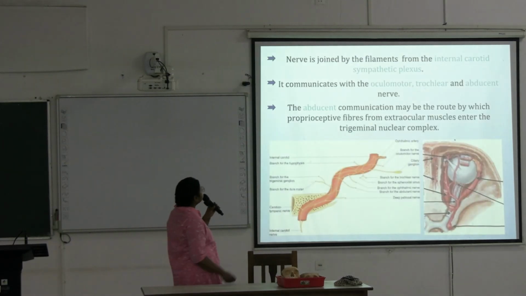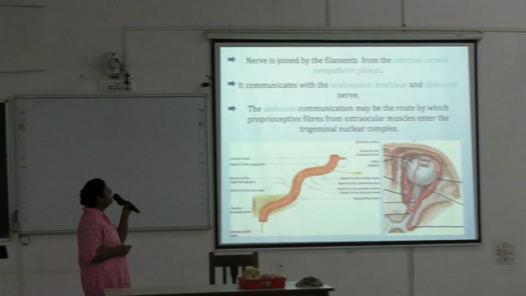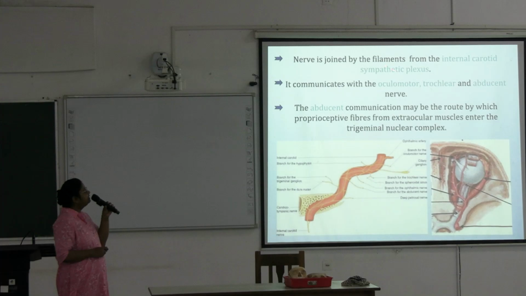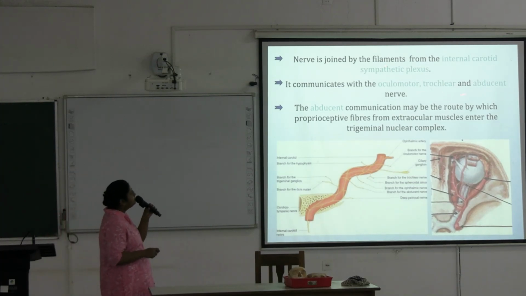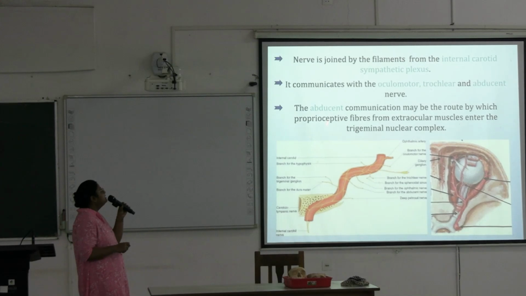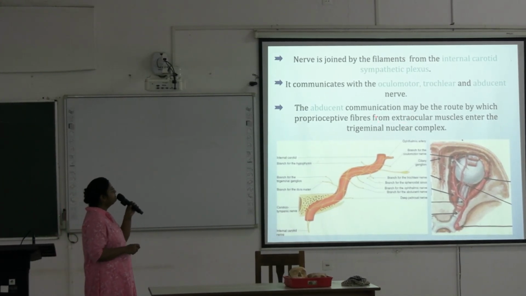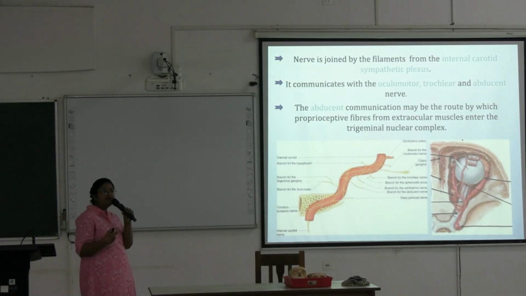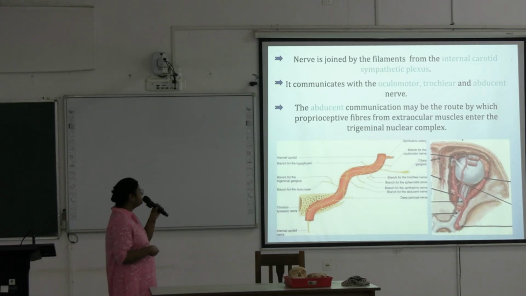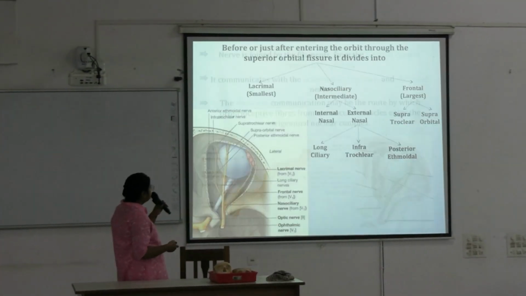Next, the nerve is joined by filaments from the internal carotid sympathetic plexus, communicates with the oculomotor, trochlear and abducent nerves, and the abducent communication may be the route by which proprioceptive fibers from extraocular muscle enter the trigeminal nuclear complex. Okay, the mesencephalic nucleus is the relay station.